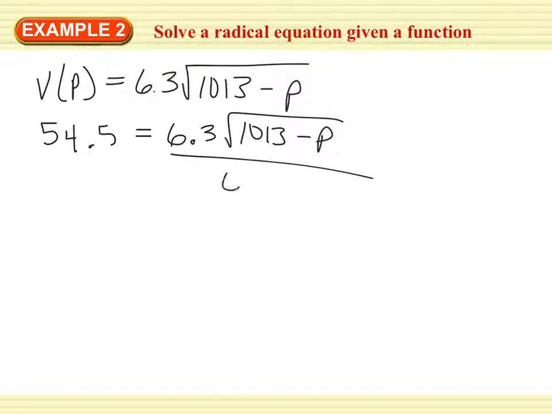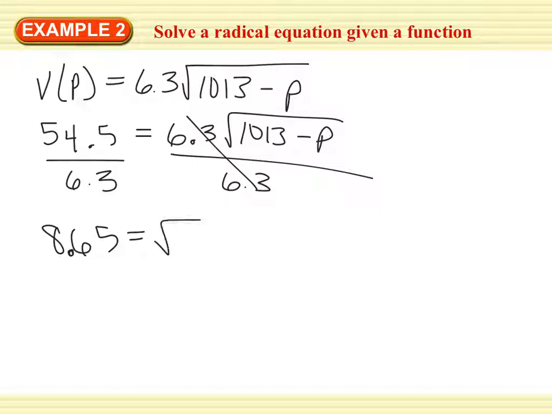Okay, I need to get rid of that 6.3 because I can't square both sides with that out there. I can, but it's harder, and we don't like to make things hard, do we? 8.65, that's a point, equals square root.